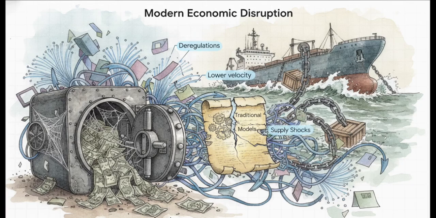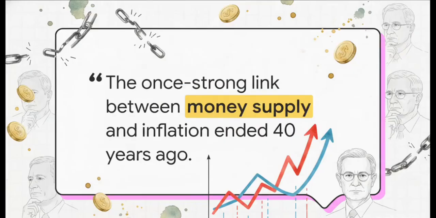Add in severe global supply chain lockdowns and energy shocks from the war in Ukraine, and the picture gets incredibly murky. In fact, things became so divorced from traditional monetarism that Federal Reserve Chairman Jerome Powell explicitly stated in late 2021 that the direct link between the money supply and inflation is basically a relic of the past.